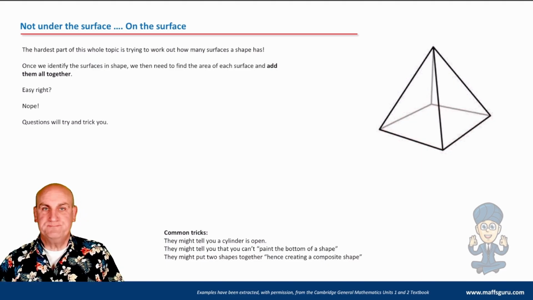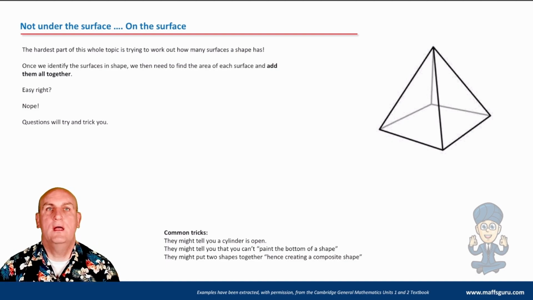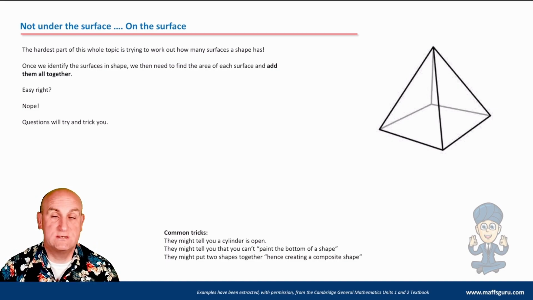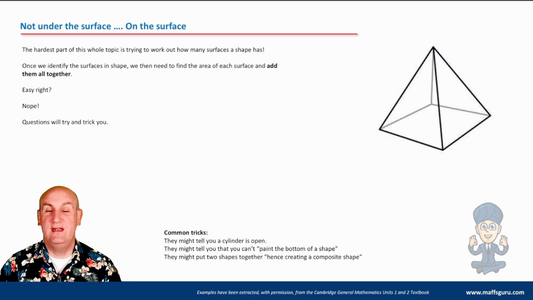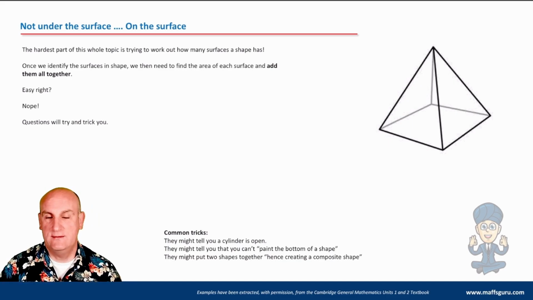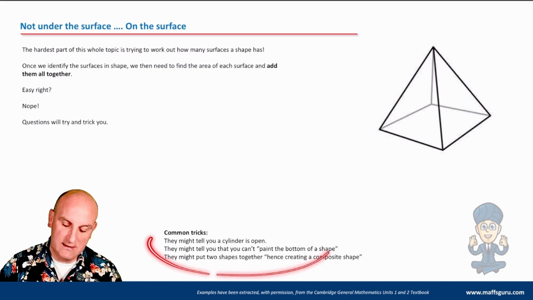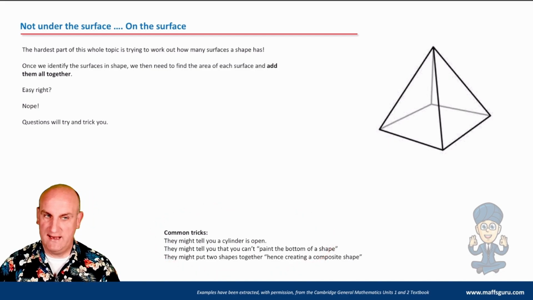Anyway. So in this situation, you would be looking at trying to find out how many surfaces there were, and then working out the area of every single surface and adding them together. That's what surface area is. It's finding the area of every surface and adding them together. But there are some common tricks we use in mathematics.